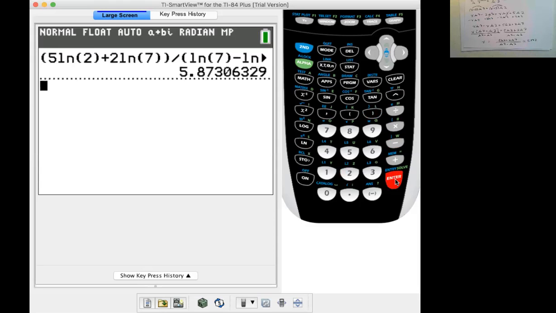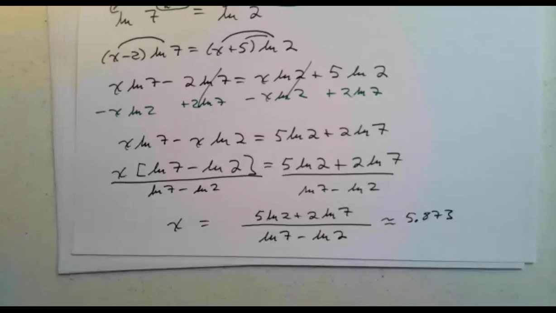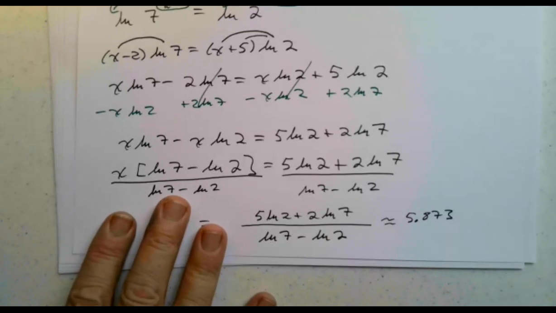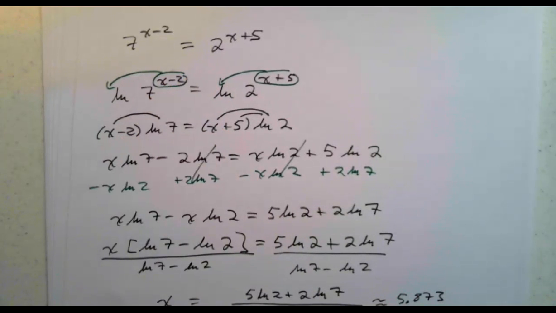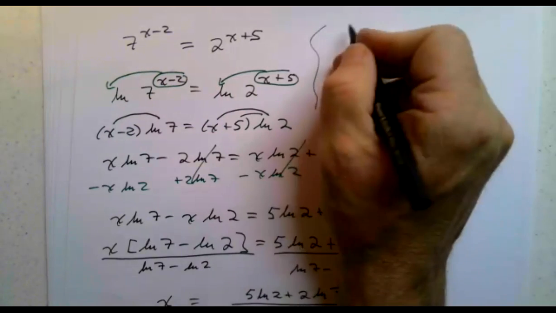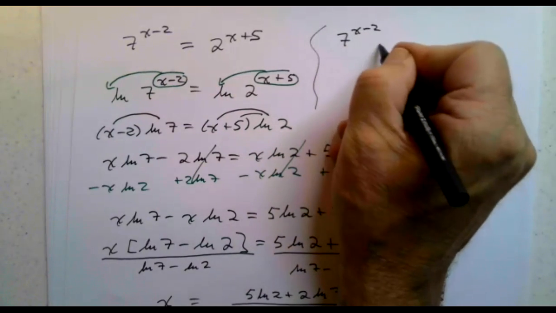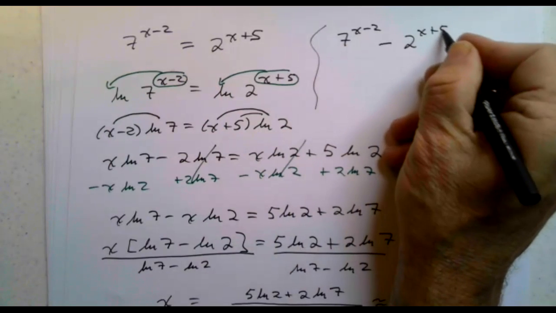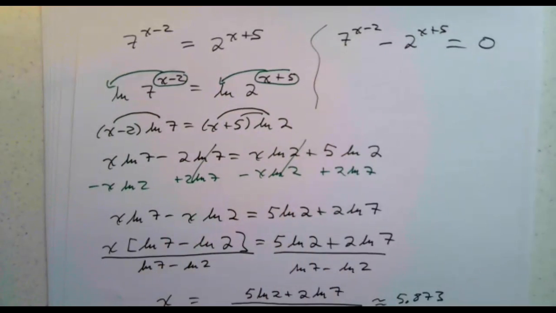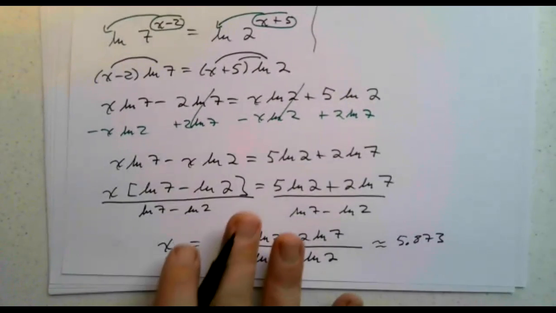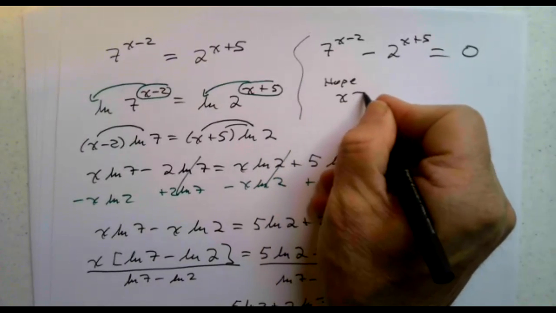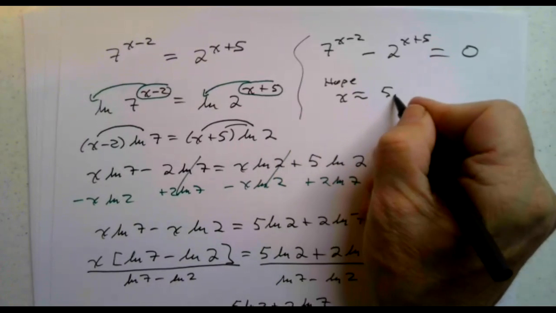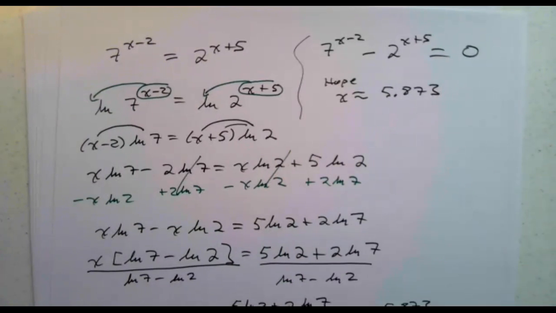Now, it would be nice if there's a way for me to check this. And there is. Remember, our original question was 7 to the x minus 2 equals 2 to the x plus 5. What I'm going to do on the graphing calculator is take a look at 7 to the x minus 2 minus 2 to the x plus 5. Where does that equal 0? And I hope it matches what we just did and that x is approximately 5.873. So let's jump to the graphing calculator and see what we get.